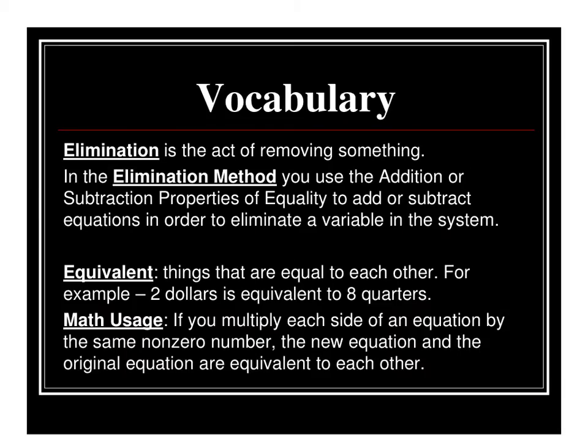Here's a little bit of vocabulary. We've already talked about elimination, and now we're talking about some things that are equivalent to each other. An example of equivalent is saying that $2 is equivalent to 8 quarters. $1 is equivalent to 4 quarters. What it means is they have the exact same value in the end. Things that are equivalent have the exact same value. So if you need to, pause the video and write this vocabulary down.